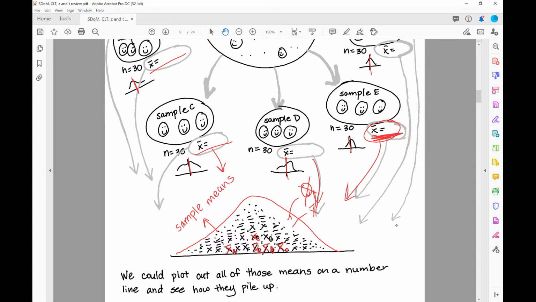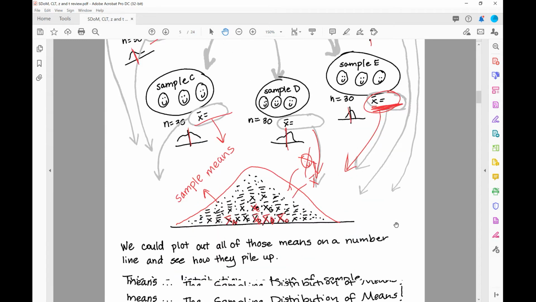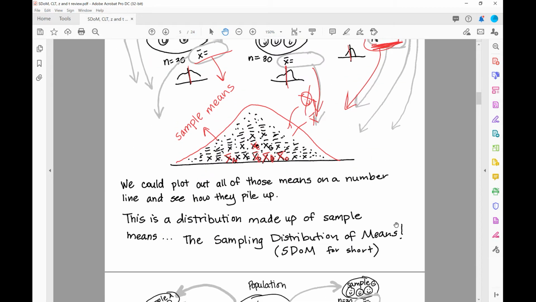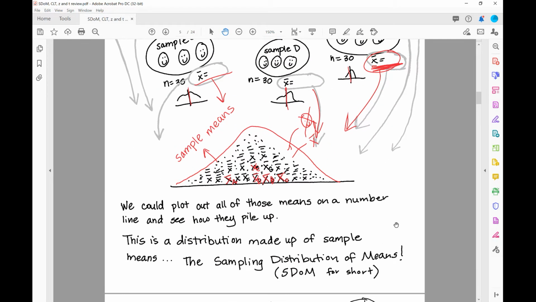Okay, so no longer individual people. Now they represent the mean of a whole sample. So once we plot out all those means, like I said, we can see how do they pile up? Where are the means that happen a lot? Where are the means that almost never show up? We can see who are the popular means, the ones that kind of stick out in the middle, and who are those weirdo means that maybe we get a mean way out here.